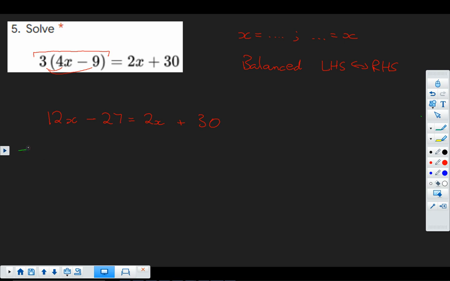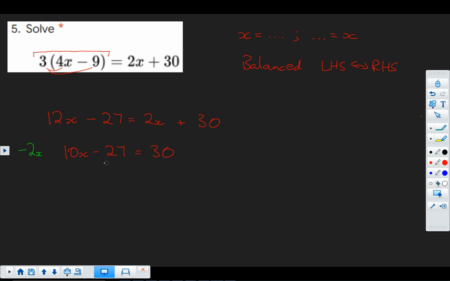The first thing I'm going to do is take away 2x. And as I've just said about balance, I have to do that to both sides. So 12x, take away 2x, is 10x. The 27 is unaffected. Now, this 2x take away 2x is nothing. So all I've got on my right-hand side now is this 30. So we've come down from 4 terms to 3 terms.